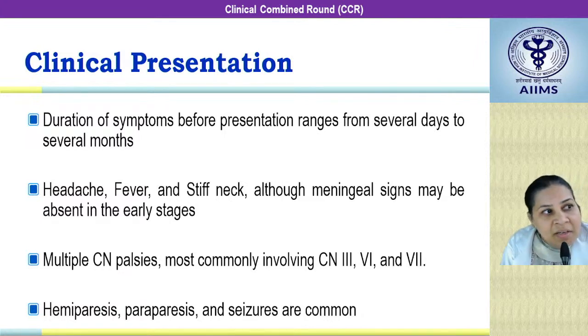In clinical presentation, the duration of symptoms before presentation ranges from several days to several months in extrapulmonary tuberculosis presenting as tubercular meningitis. Fever, headache, and stiff neck are also present, but in early stages these could be absent. Multiple cranial nerve palsies are seen, especially of cranial nerves 3, 4, and 7, as occurred in our case also. Hemiparesis, paraparesis, and seizures are also seen.